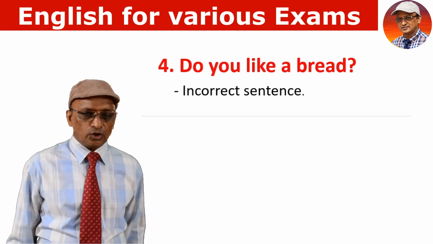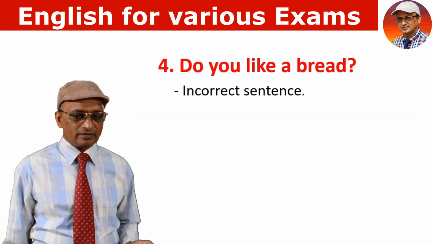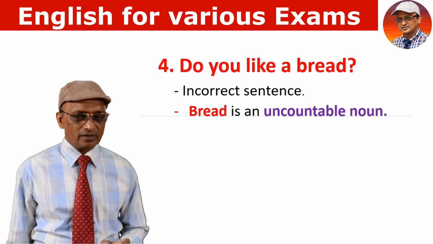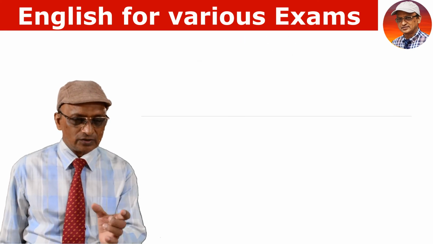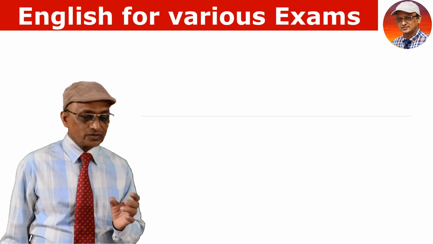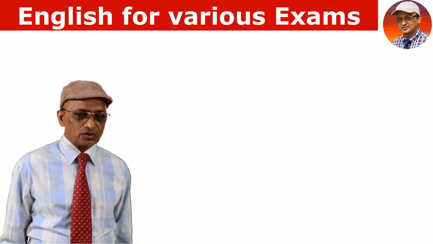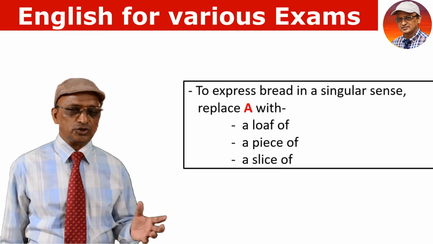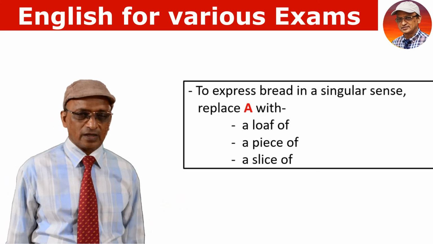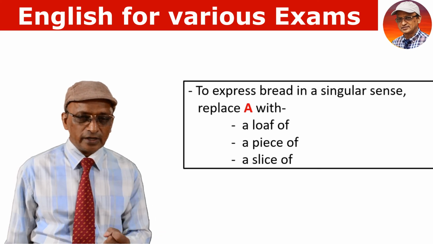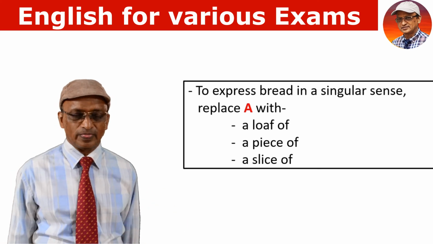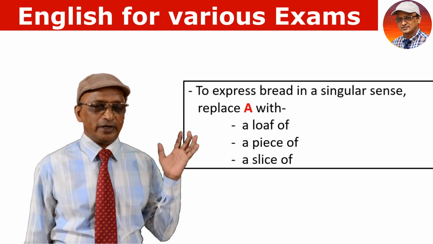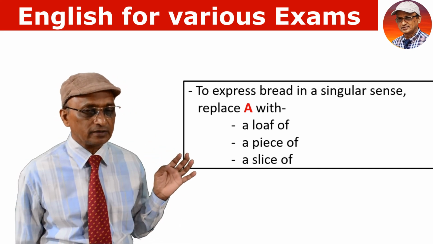Another question. Do you like a bread? Is this sentence alright in structure? No. Bread is uncountable and it is associated with an article A. And that's why this sentence structure is wrong. So, how to make it correct? In order to correct this sentence structure, we have to replace this A. And in replacement, we have to bring in the expression like a lot of, a loaf of bread, a piece of bread, or a slice of bread. This will make the sentence correct.